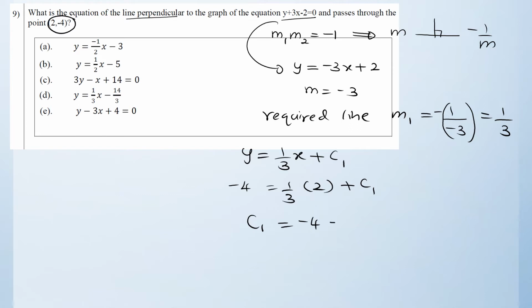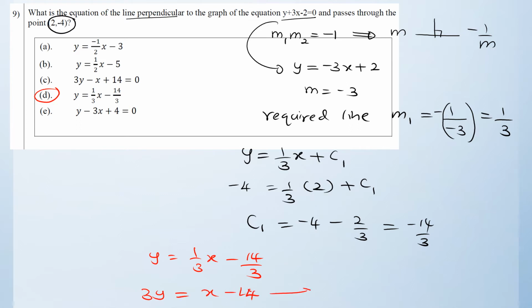c1 is minus 4 minus 2 over 3. Then we have minus 14 over 3. So the straight line will be in the form of y equals 1 over 3 x minus 14 over 3. So we can select D. But when we simplify this further, what we have is 3y equals x minus 14. Furthermore, we have 3y minus x plus 14 equals 0 for the equation of the same straight line. So we can select C as well. So the final answer is C and D.